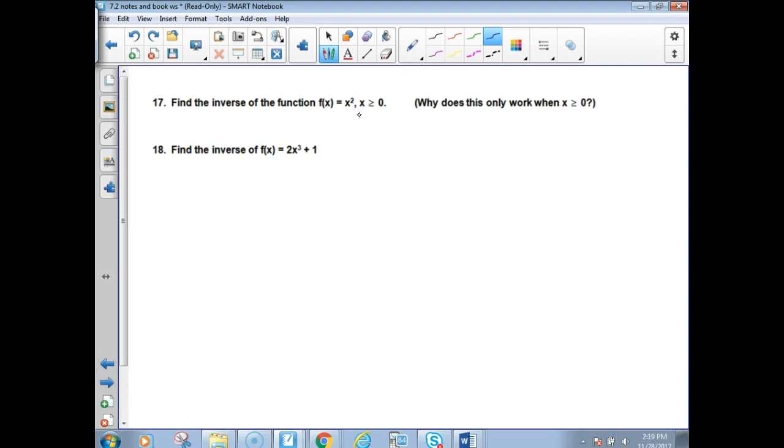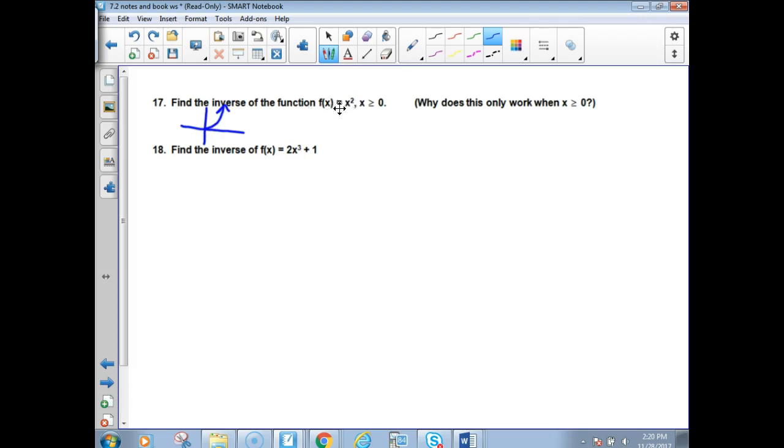Now they've stipulated here, find the inverse of the function f of x equals x squared for x being just positive. Why does this only work when x is greater than or equal to zero? Okay, so the point is, that's a parabola normally, but if you limit it to only the positive x values, then its graph would only be half of a parabola. So this would have an inverse because this is only half of the parabola.